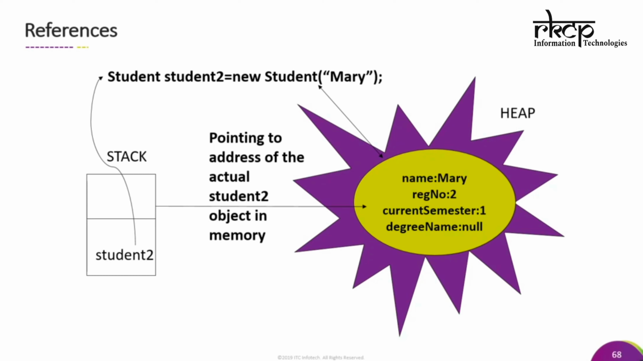Reference data type means student 2 will always occupy space inside the heap memory. All the global variables will occupy space in heap memory. All the local variables will occupy space in stack memory. So what are the global variables I have written in my student class? That is name, registration number, current semester, degree name. That all will get space in heap memory.